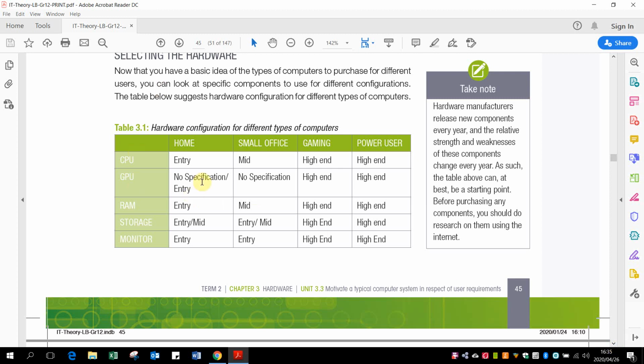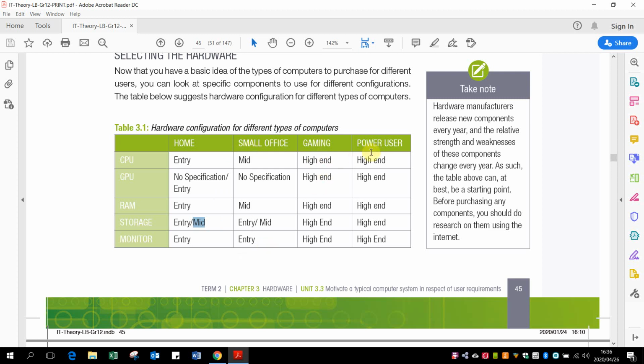So when we're looking at hardware, for the home user, the CPU, you can just get an entry-level CPU, and everything you do could be entry-level. You don't need anything specific. You'll see storage, they included the mid, it's just for images. A lot of home users also want to save lots of pictures and photos they took. So for storage, you could want maybe a bit bigger. For a small office, exactly the same thing.